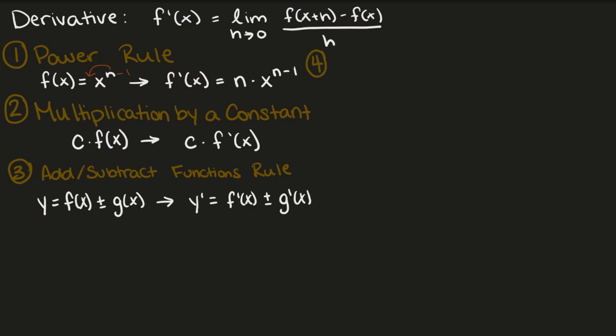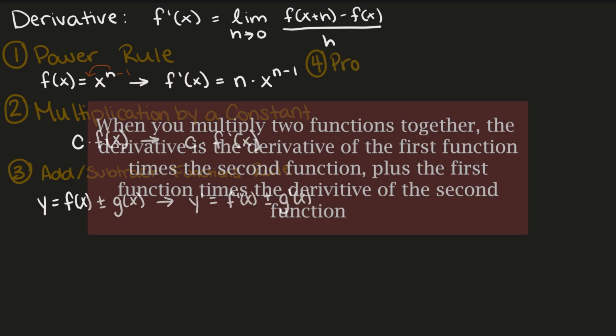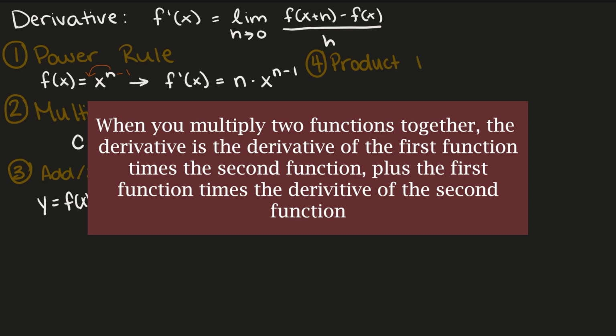Next, we have our product rule. The product rule is when you're multiplying two functions together, the derivative of that entire function is the derivative of the first function times the original value of the second, plus the original first function times the derivative of the second function. So it looks something like this. If y equals f of x times g of x, then y prime will equal f prime of x times g of x plus f of x times g prime of x.